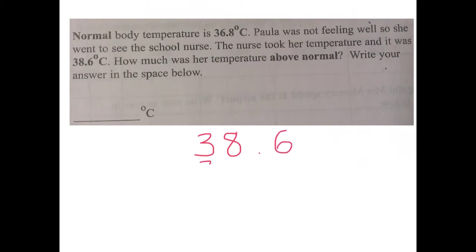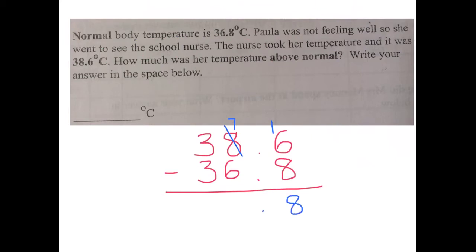38.6, and we're subtracting 36.8. Beginning over in my 10th, 6 take away 8 I cannot do, so do a bit of exchange. 16 take away 8 is 8, decimal points all in a line. 7 take away 6 is 1, 3 take away 3 is 0, so your answer is 1.8 degrees Celsius.